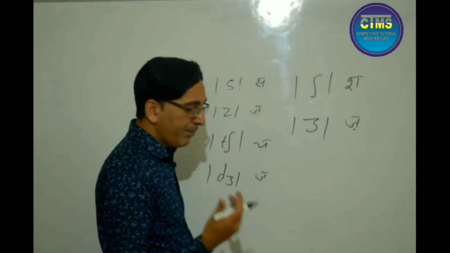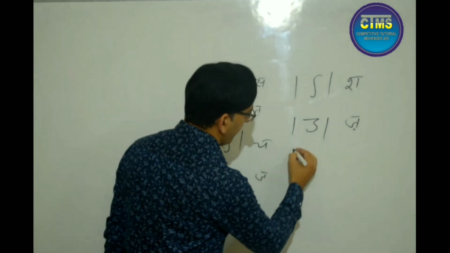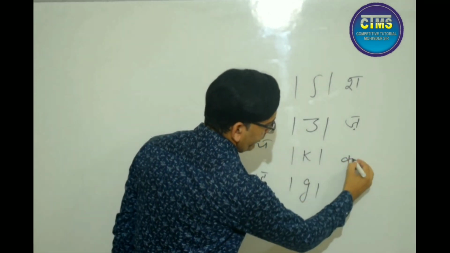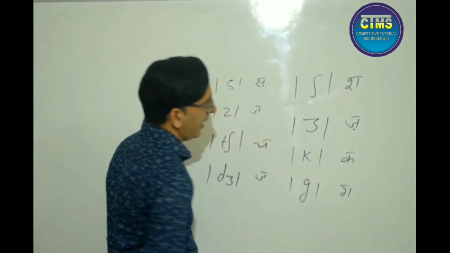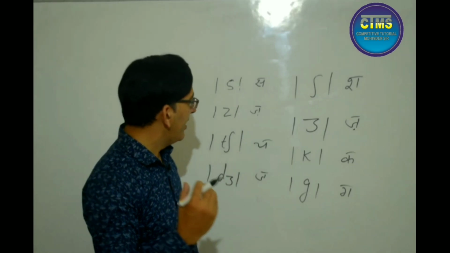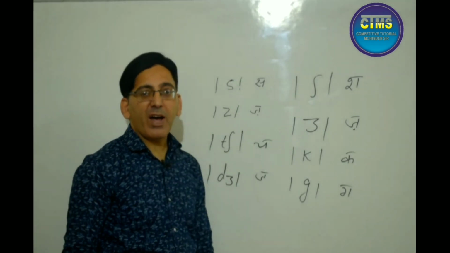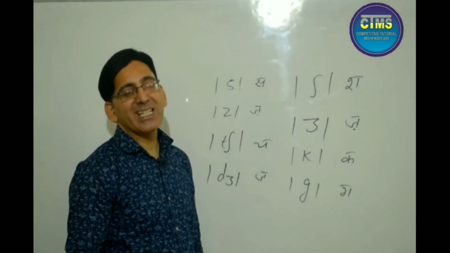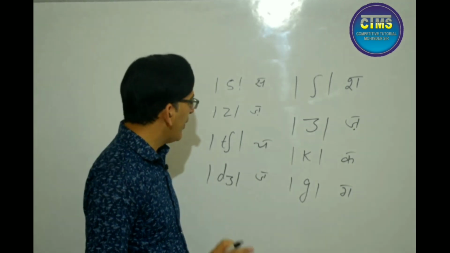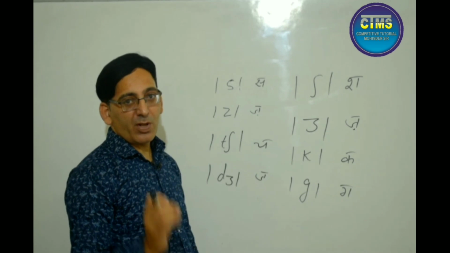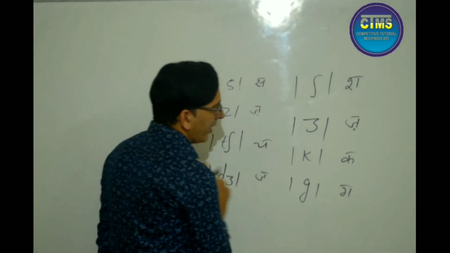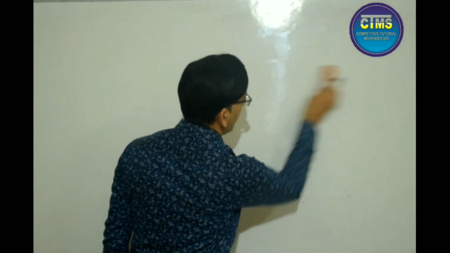Now the next pair is k and g. So these are 8 more consonant sounds. So far we have talked about 16 consonant sounds. You can take a screenshot if you want.